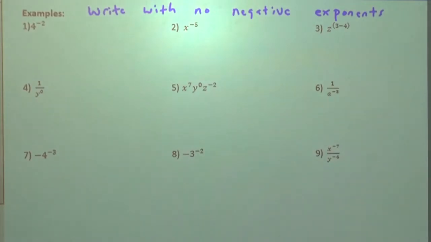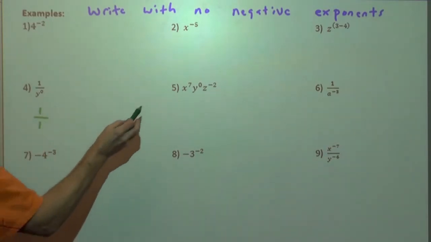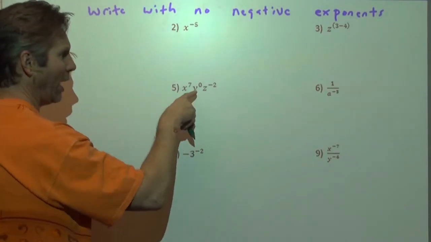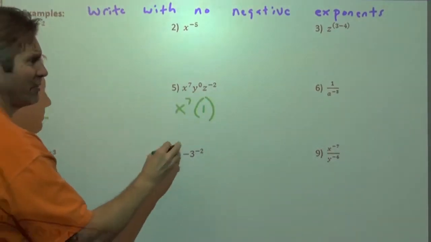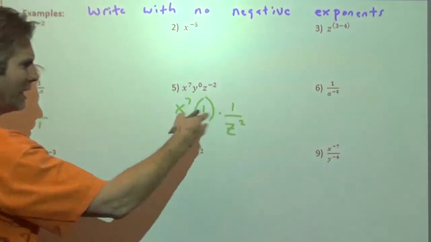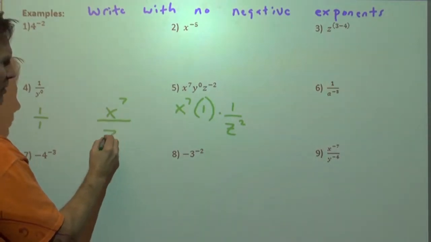And then here, we should write some of these with no exponents. Let's try this one. This one's weird. 1 divided by y to the 0. Hey, anything to the 0 power is 1. So this is just 1 divided by 1. By golly, that's 1. This guy, okay. X to the 7th, no problem. Y to the 0 is just 1, so we're going to multiply by 1. And then this is the inverse of z squared. So we multiply this by 1 over z squared. If we clean all that up, we get x to the 7th divided by z squared.